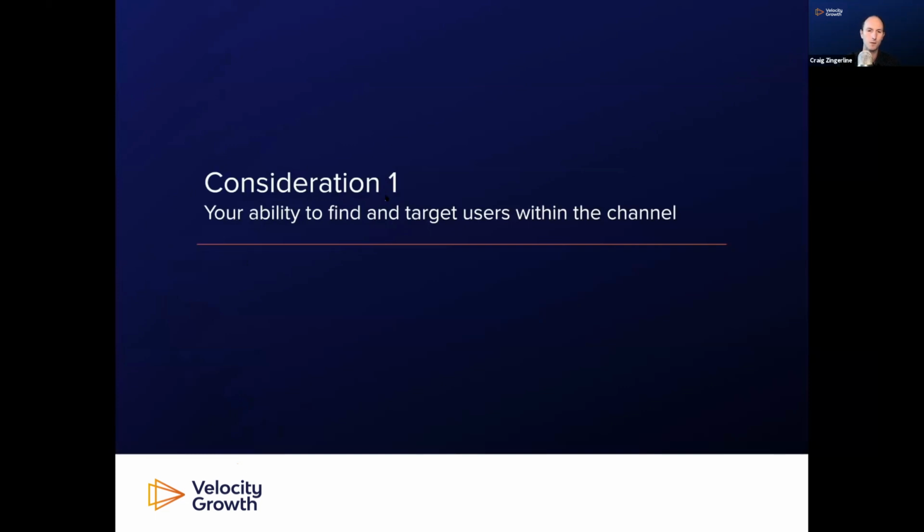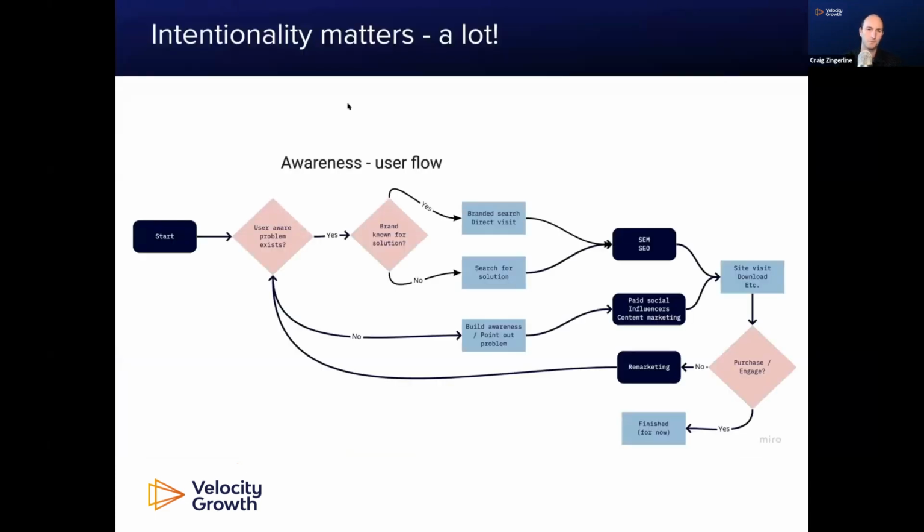So, your ability to target and find users in a channel, I like to use this chart. This was actually built in Miro. This is what I call the awareness user flow right now, or I probably need a better name for it. And I built this because probably the number one question that I get is, where should I start advertising? What channels are going to work for me? And we often don't really know. And so we try to reverse engineer this.